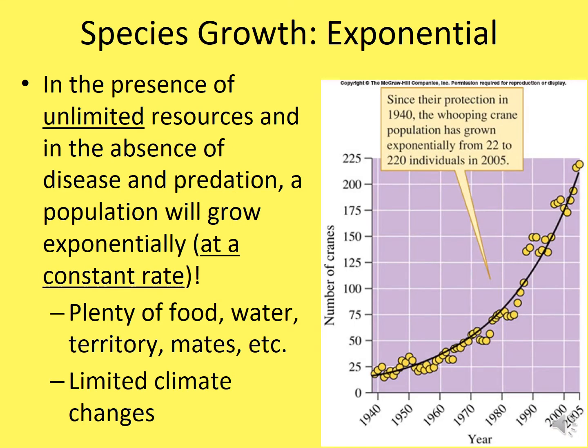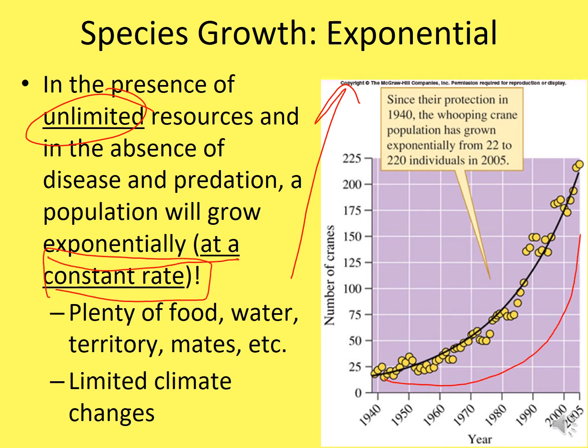So species growth, we should know that it grows exponentially. As long as you have unlimited amounts of time, we will grow at a fast rate. Now, we grow exponentially at a constant rate though. As you see here, this is very constant. If we have plenty of food, you're going to live. If you got enough water, you're going to live. If you got enough land, you're going to live. If you got enough mates, you're going to live. Limited climate changes.